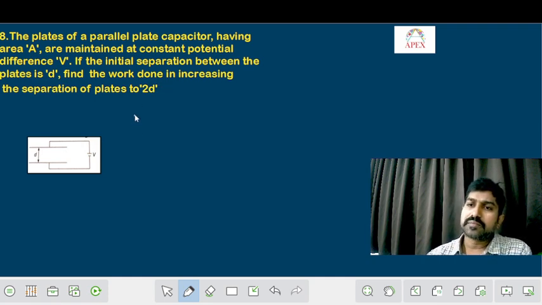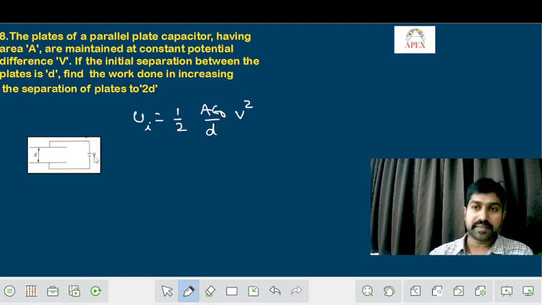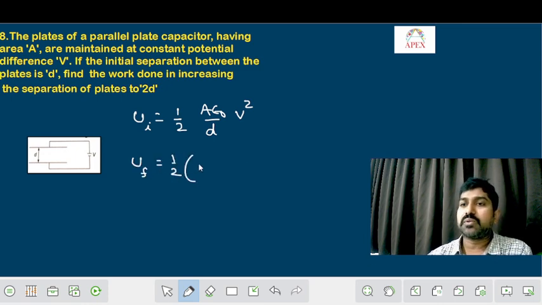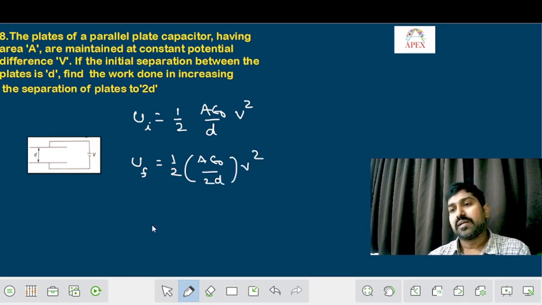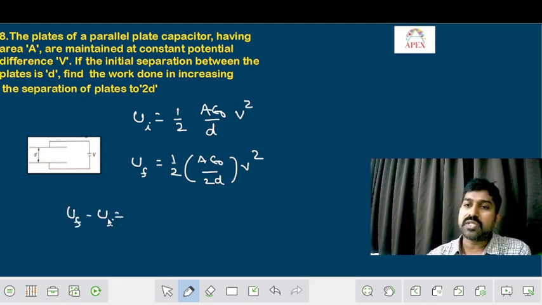So initial energy is equal to half CV square, na? Half into A epsilon naught by D into V square. Of course, in both the cases, the battery was continuously connected only. So whatever the changes were made here, even then voltage remains same due to the connected battery. And final energy is equal to half into A epsilon naught by 2D into V square. Work done means difference between these two only, na? So finally, U final minus U initial, that is nothing but work done. Of course, U initial minus U final.